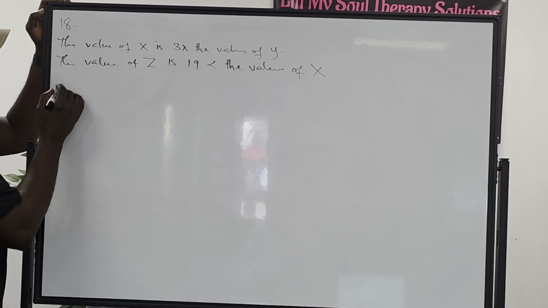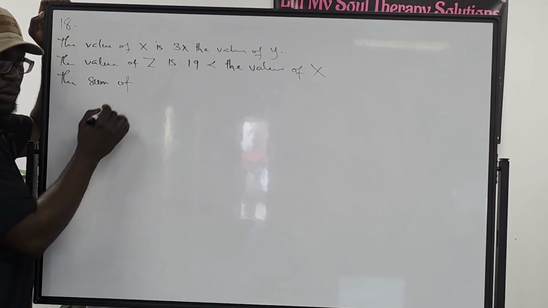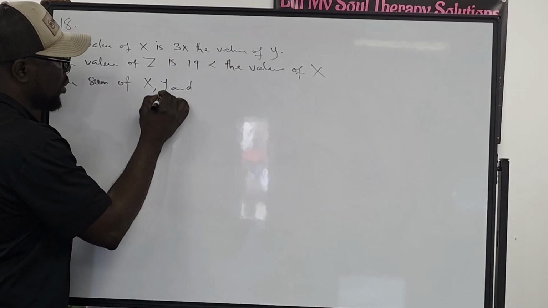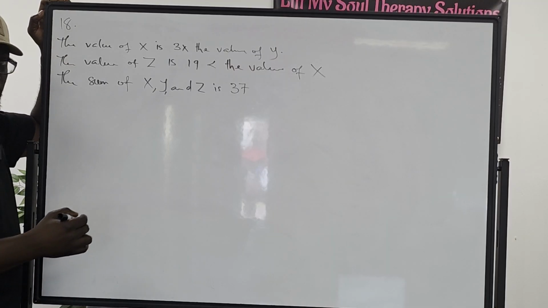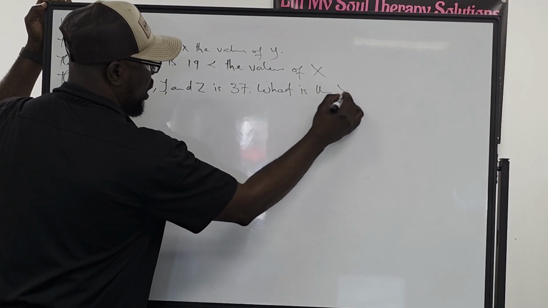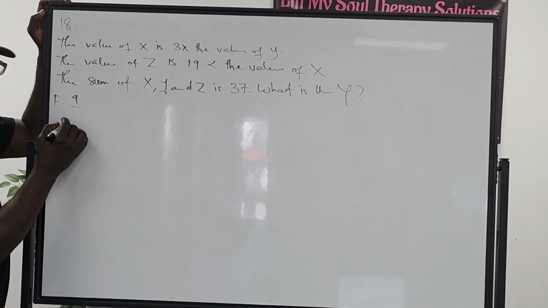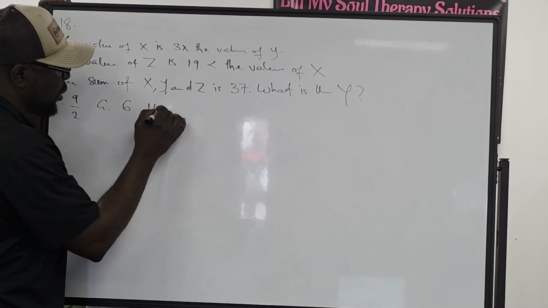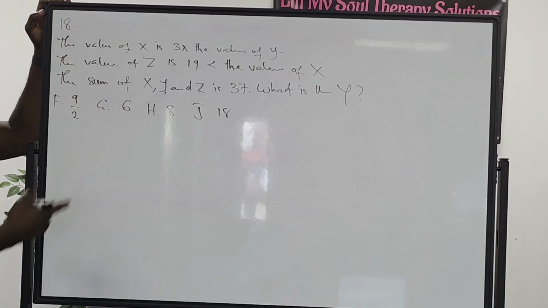And then the next statement says the sum of x, y, and z is 37. What is the value of y? And they give us option F, 9 over 2. Option G is 6. Option H is 8. And option J is 18. So let's quickly put this into equations.